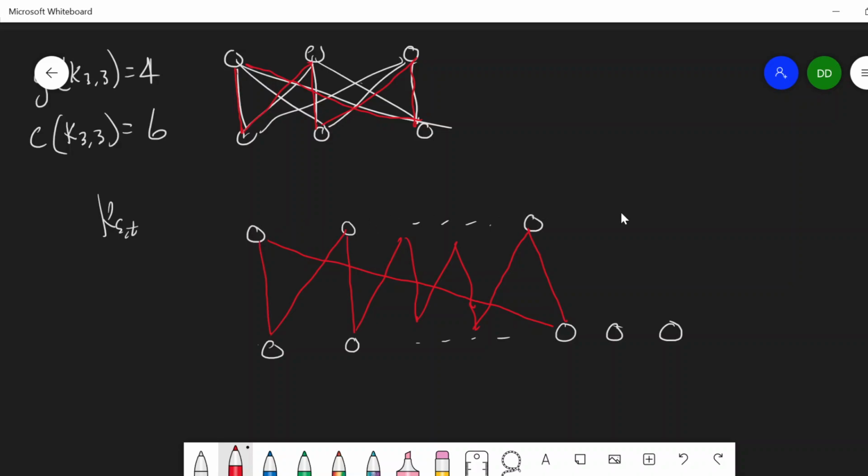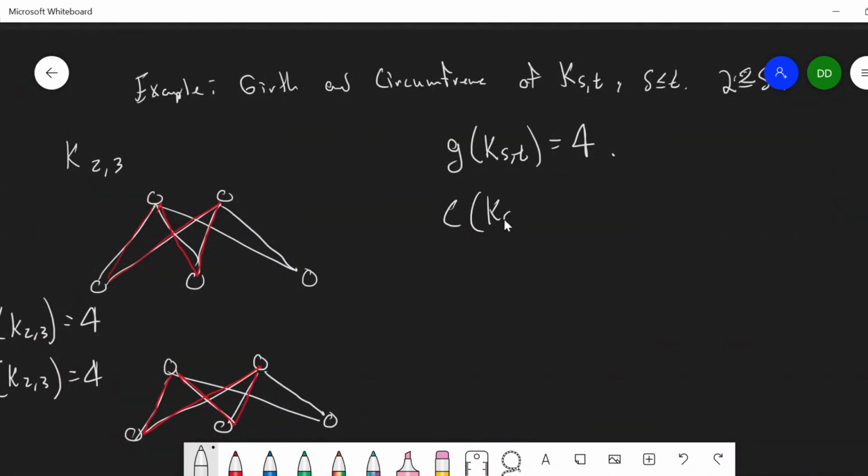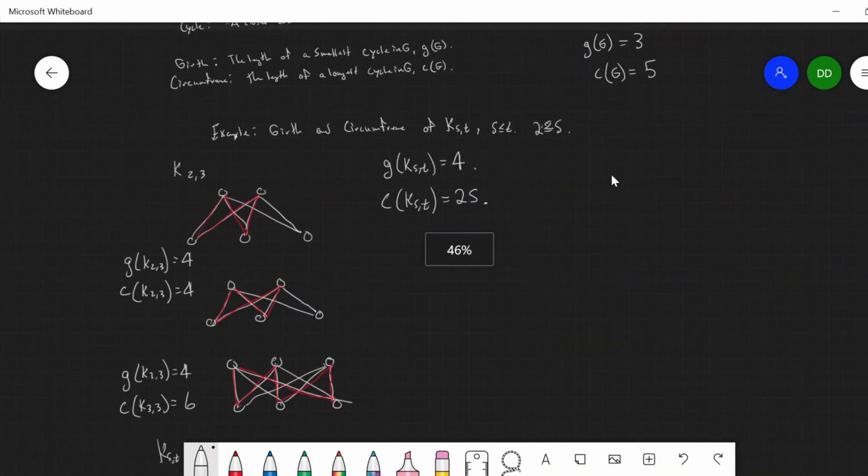So for every vertex of S, I have one edge going out and another edge coming back in. 1, 2, 3, 4, 5, 6. And so what I get is twice the number of vertices in the smallest partite set. That is 2S. So while the girth of KST is 4, the circumference of KST is twice the number of vertices in the smallest partite set. So that's 2S. Okay, so that's circuits, cycles, girth, and circumference.